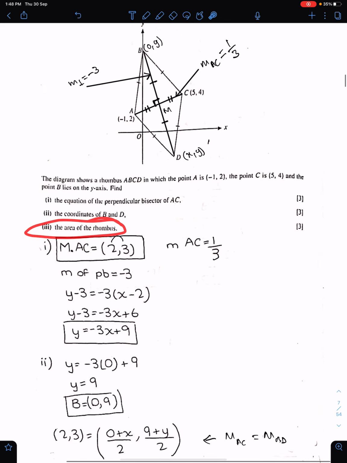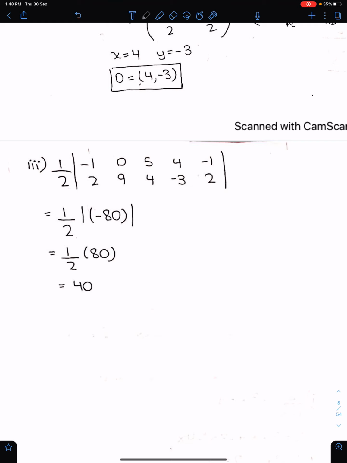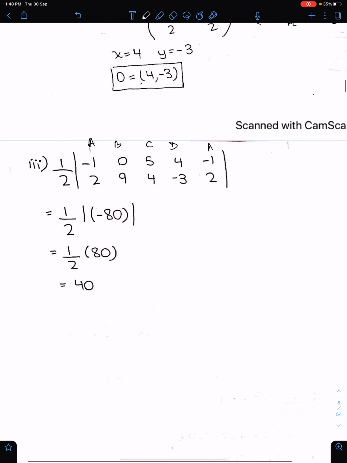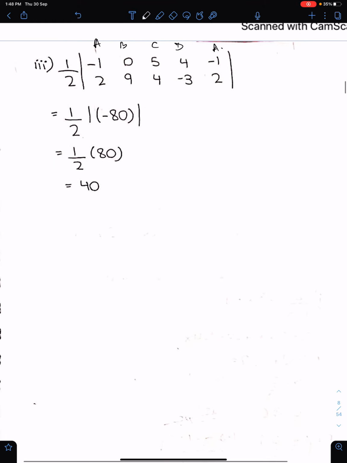Area of rhombus, this is so simple. We can use this formula and get the area. So this is A, this is B, this is C, this is D, and this is A. Let me explain to you how to simplify these things, how to solve this.